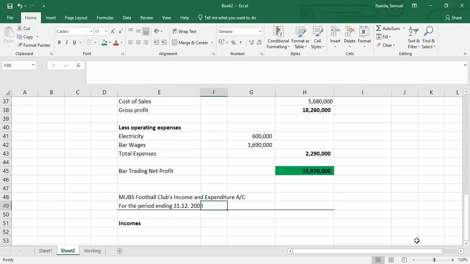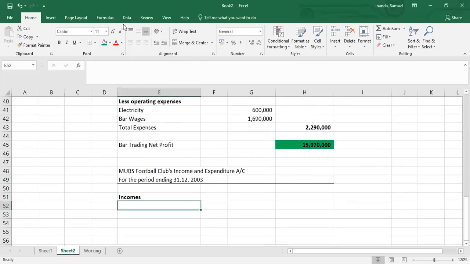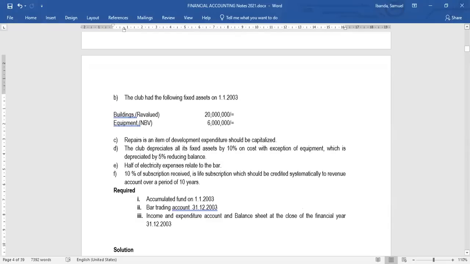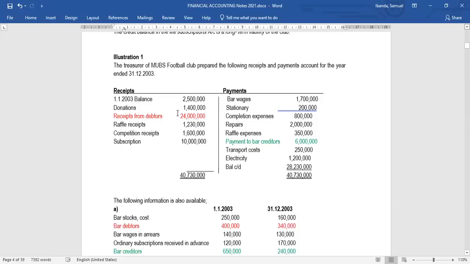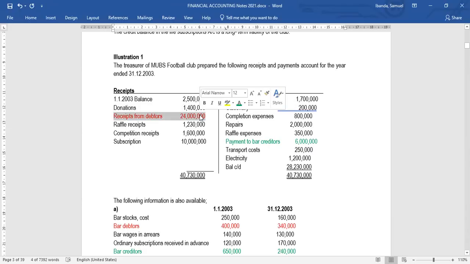So I'll start with my incomes. Now I just go back and see within the information that I have what some of my incomes are. Incomes, I'll basically get them from here. Donations is one of the incomes. Receipts from debtors, I've already taken that into consideration, and I'm going to record the profit coming from the bar, so the receipts from debtors will not be part of that.